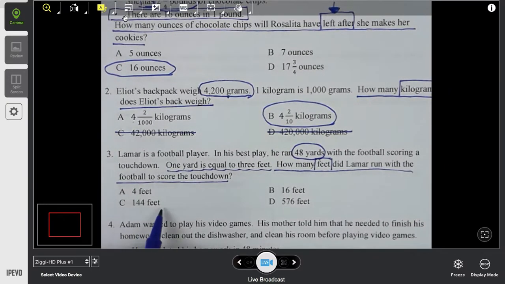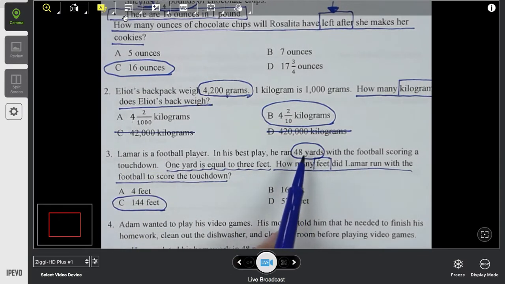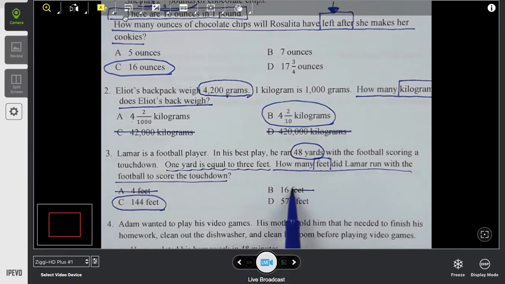144 feet. Now, when I look at these other answer choices, before I even started computing these, since yards are bigger than feet, we know that the feet is going to be larger than 48 yards because every one of these yards has 3 feet inside of them. So right away, there's no possibility it's going to be 4 feet. That's just 1 yardstick and a little bit. There's no way it's going to be 16 feet.